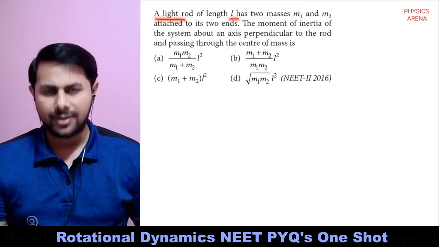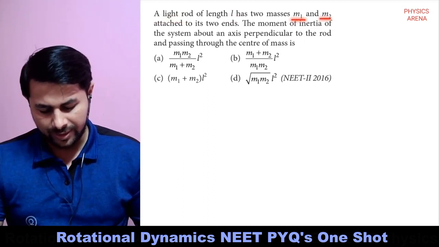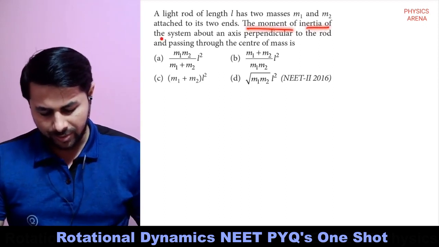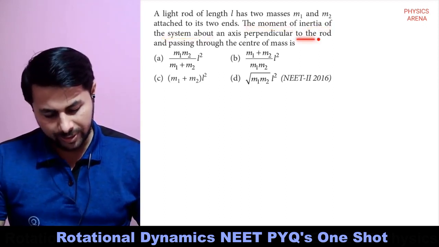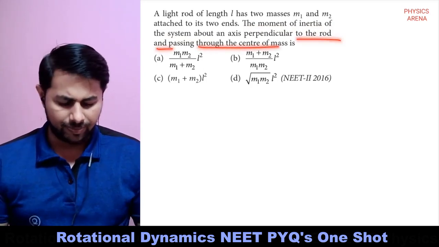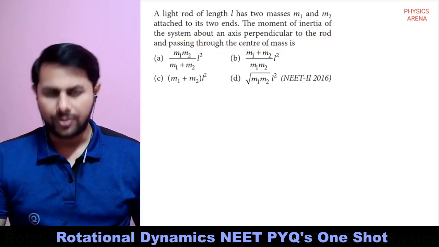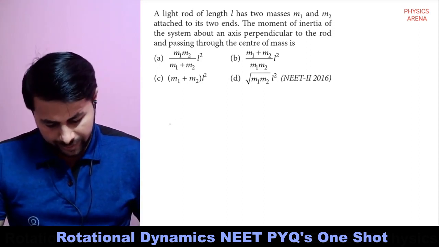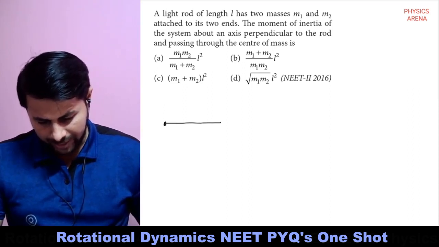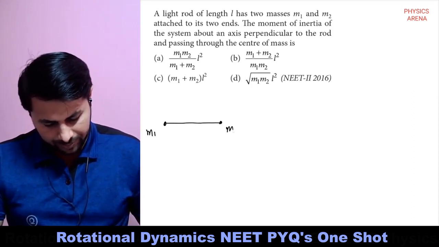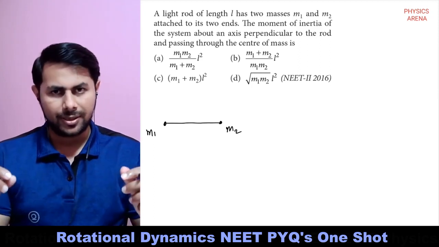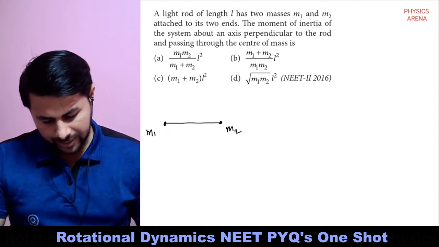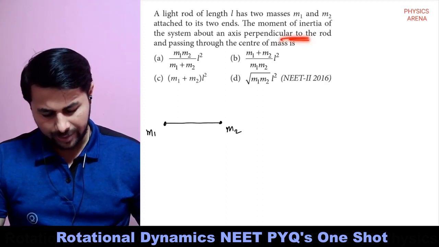A light rod of length L has two masses m1 and m2 attached to its two ends. The moment of inertia of the system about an axis perpendicular to the rod and passing through the center of mass is? So there is a light rod, that means we have to neglect its mass. So this is the light rod and there are two masses m1 and m2 at the two ends of that light rod, and we have to find the moment of inertia of this system about an axis which is perpendicular to the rod and passing through what?